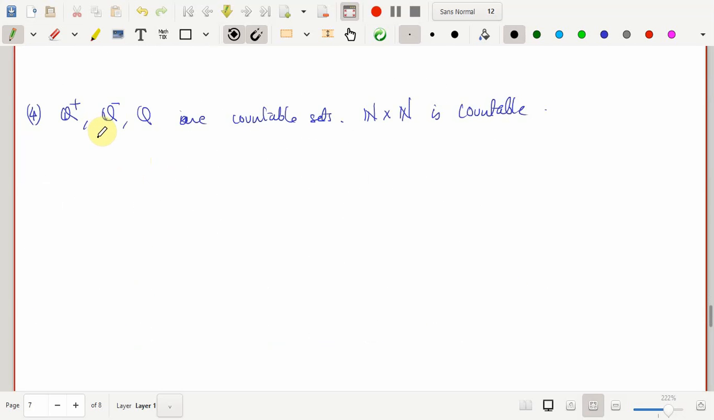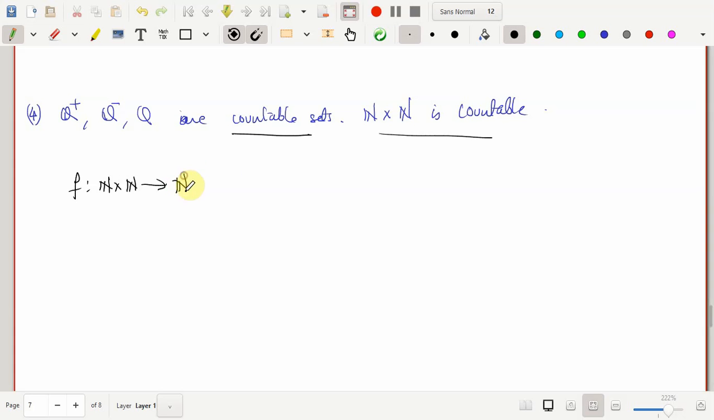Q plus, Q minus and Q, the set of rational numbers, unexpectedly is a countable set. Okay, as well as N cross N is countable. So first we will prove that N cross N is countable. It's enough to produce a 1-1 map from N cross N to N. And what is that 1-1 map?